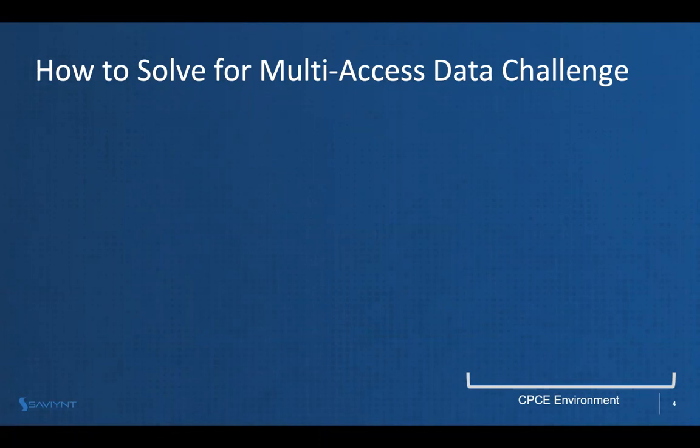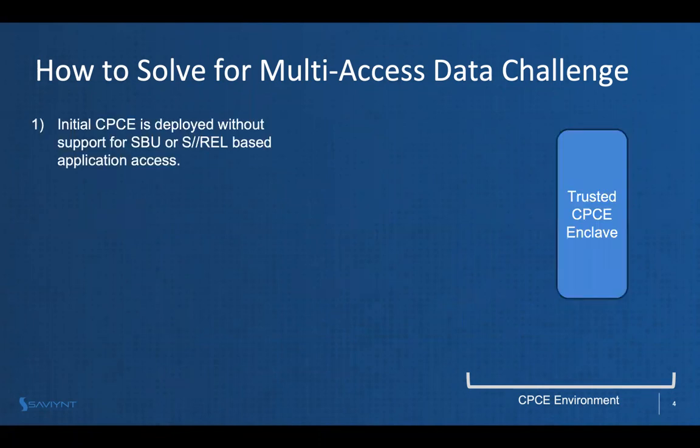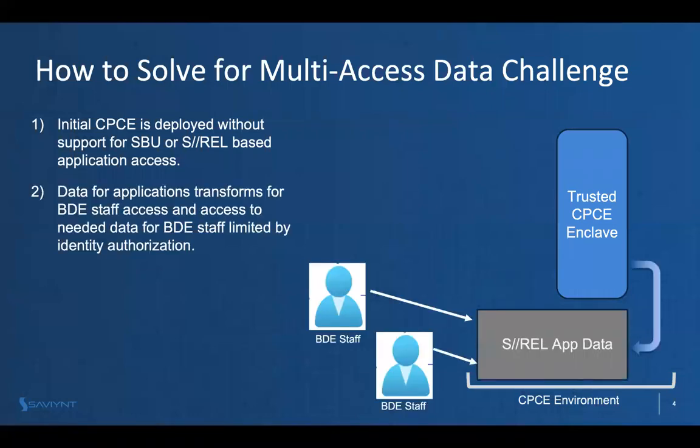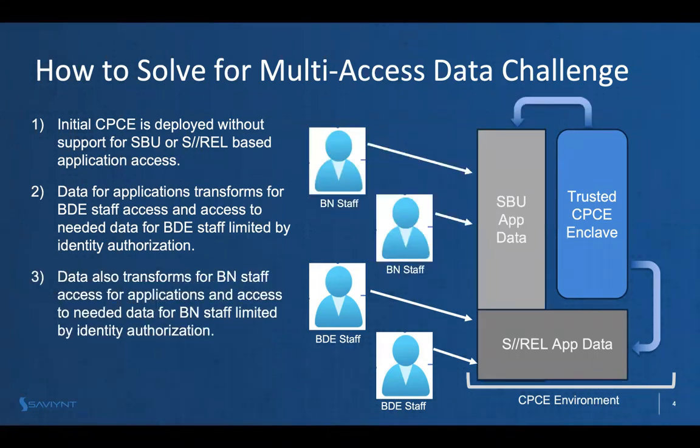In this scenario, several operations occur simultaneously, including an initial CPCE deployed without support for SBU or SREL related application access, where data for the application transforms for brigade staff access, and access to needed data for brigade staff is limited by identity authorization. And also where data transforms for battalion staff access for applications, and access to needed data for battalion staff is limited by identity authorization. Now, this is the path to solve it.